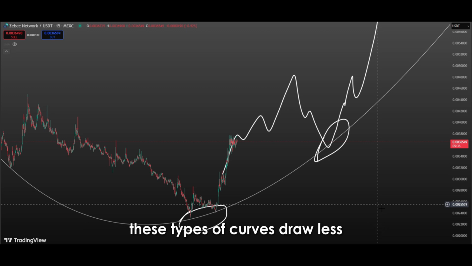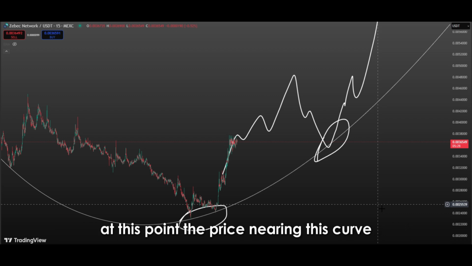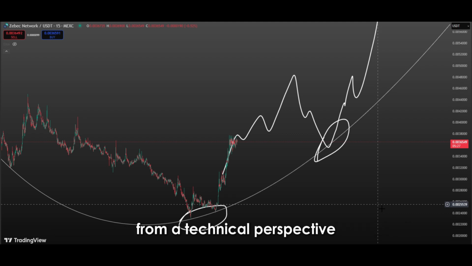In addition, another technical significance of this curve lies in its psychological effect on the market. These types of curves draw less attention than straight trend lines but function far more reliably. This makes them hidden support levels. Once investors recognize these levels, the positions taken here tend to be held with confidence, and the price tends to move upward more smoothly. At this point, the price nearing this curve once again could open a new window of opportunity from a technical perspective.